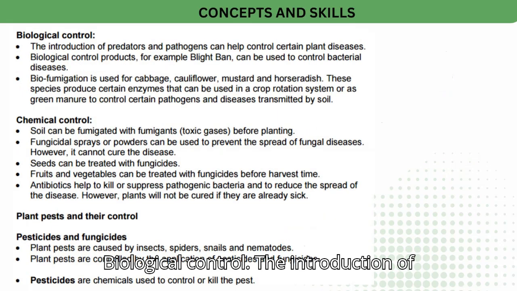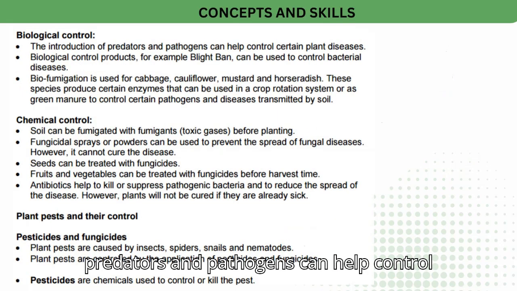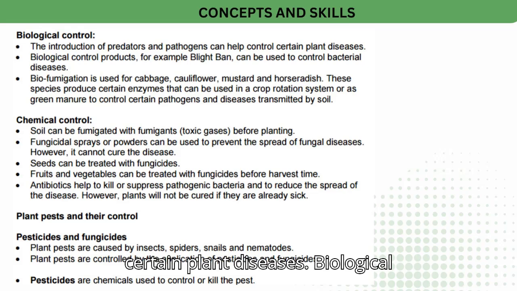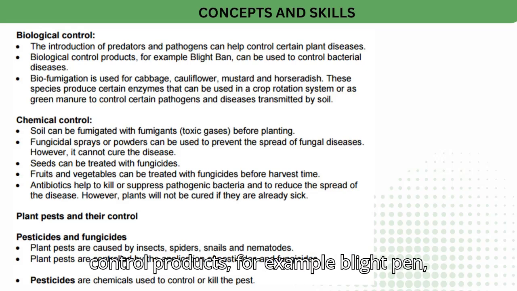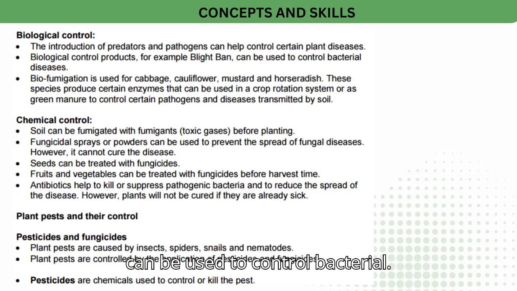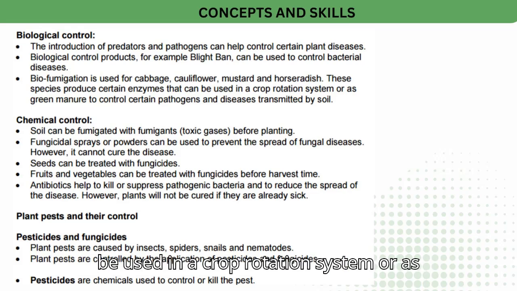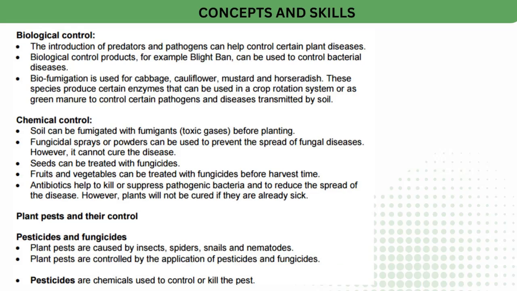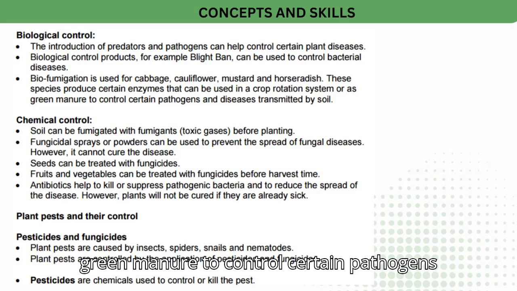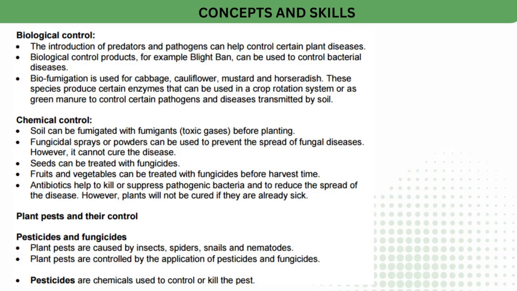Biological control. The introduction of predators and pathogens can help control certain plant diseases. Biological control products, for example blight pen, can be used to control bacterial diseases. Biofumigation is used for cabbage, cauliflower, mustard and horseradish. These species produce certain enzymes that can be used in a crop rotation system or as green manure to control certain pathogens and diseases transmitted by soil.